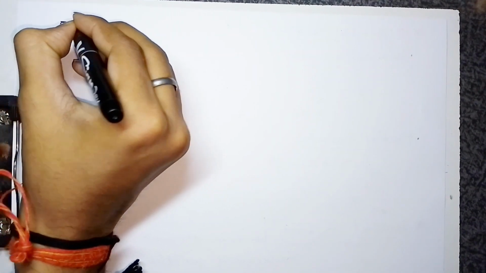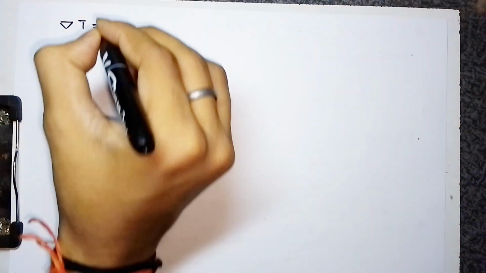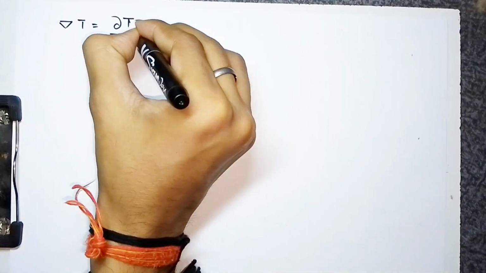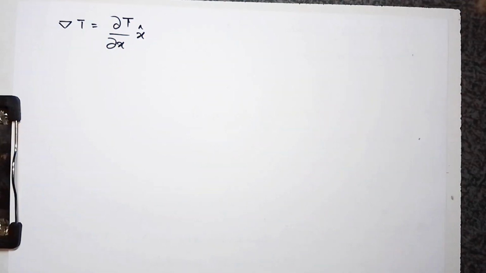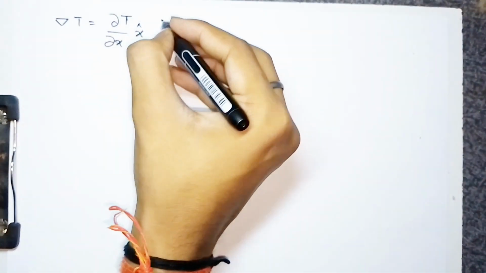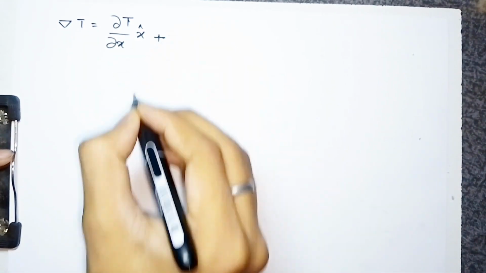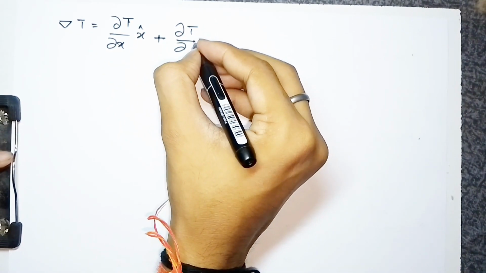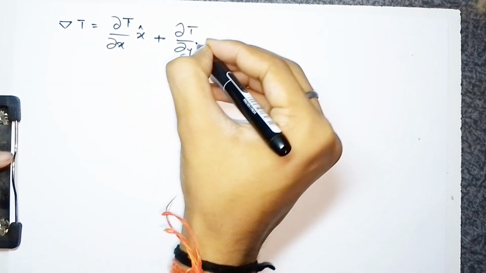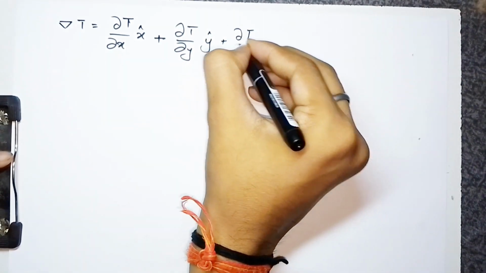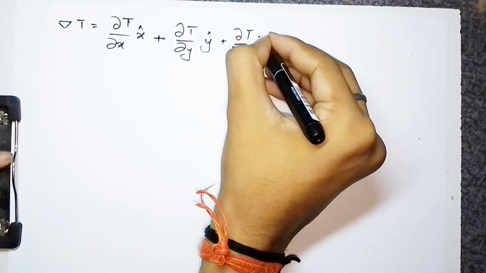So we find the gradient by this method. Here it represents gradient of t. What would be the gradient of t? Partial derivative of t with respect to x and x cap. That I had already told you that I will be using x cap and i cap alternatively in the starting lectures. Now del t upon del y y cap plus del t upon del z z cap.